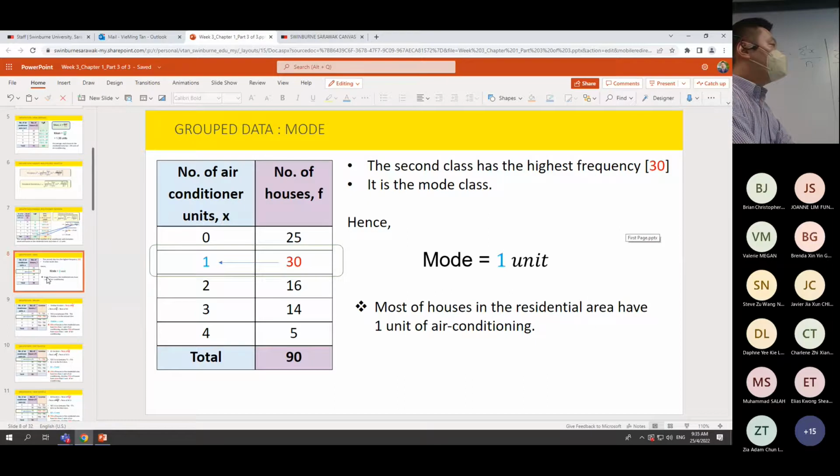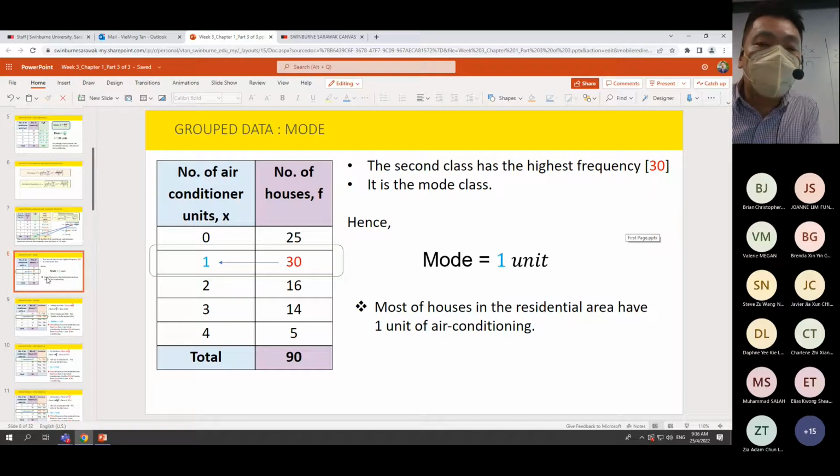So if the data are given in the group format, you need to check, among these 5 classes, which class has the highest frequency. We have 25, 30, 16, 14, and 5, right? If you compare these 5 classes, this second class has the highest frequency of 30. That means most of the households have this number of aircon. So how many aircon? 1. The answer is 1.